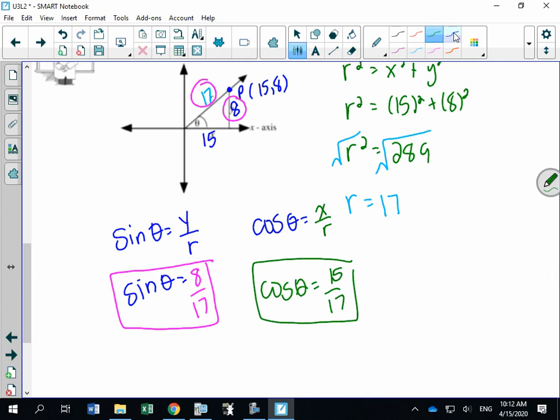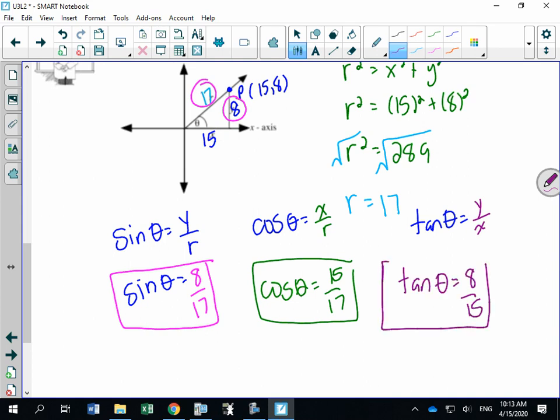My last primary trig ratio is tan. And I always tell students, just memorize tan. Tan is always y over x. You will do this so many times that you will literally just have this memorized. 7 yellow rabbits, cos is x over r, tan is y over x. So y over x, if I go to my triangle, would be 8 over 15. So tan of theta is equal to 8 over 15. And here are your three primary trig ratios: sine, cosine, and tangent.